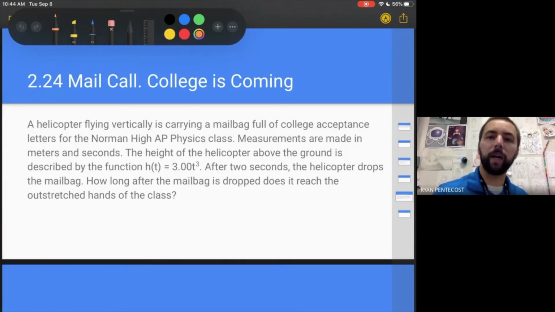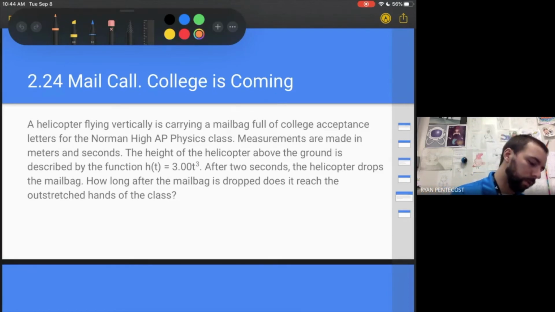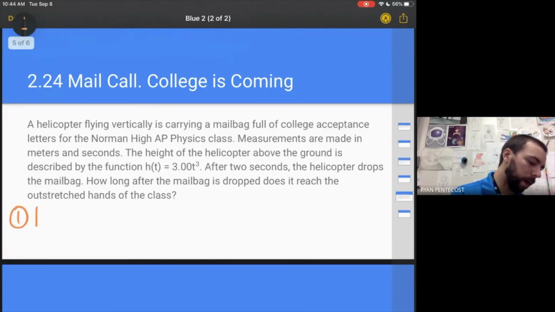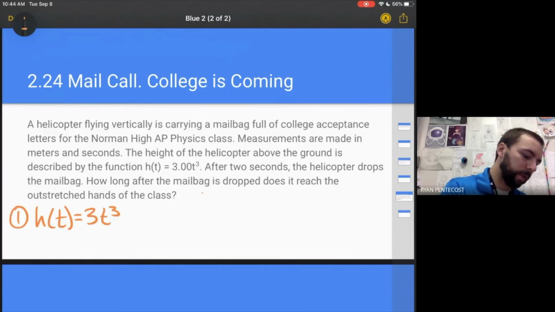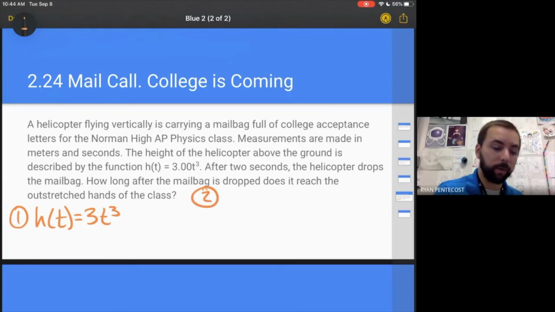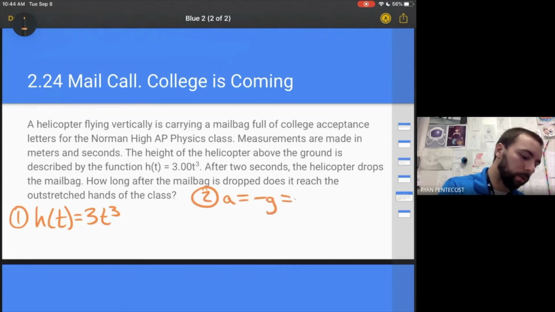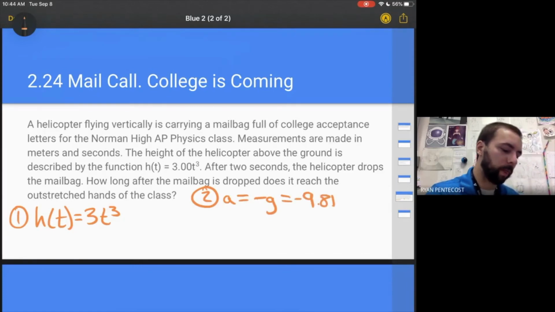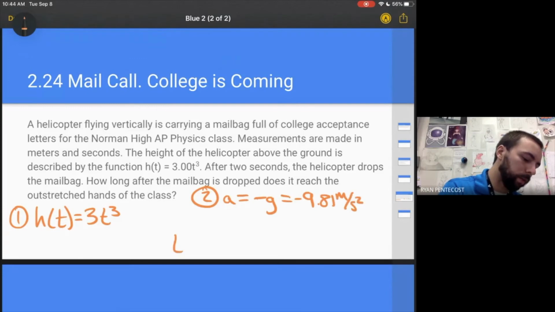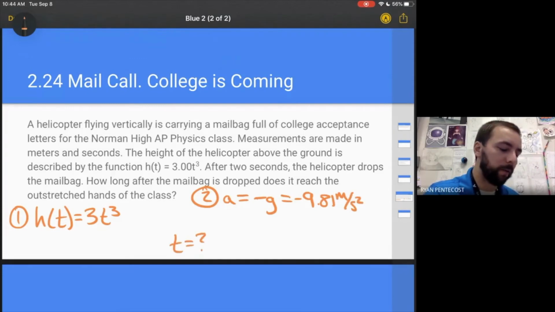So here, this flight has 2 sections, right? First section, we know the height with respect to time is given by 3t cubed. Then for the second part, we know that it would be in free fall. So what we know is a equals negative g, which should equal negative 9.81 meters per second squared. And it wants to know the time. How long after the bag is dropped does it reach the outstretched hands of the class?